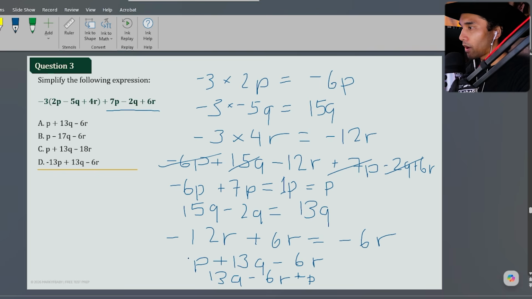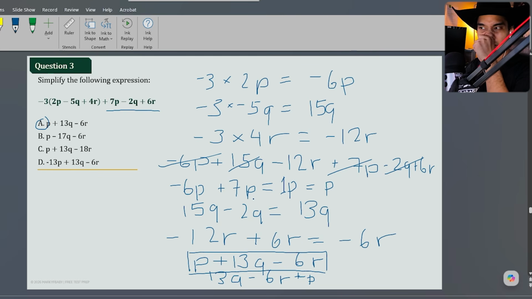Who knows? I may be wrong here. But the answer is C. Oh no, the answer is A. The answer is A. That is p plus 13q minus 6r. Answer choice A. Okay. Any questions?